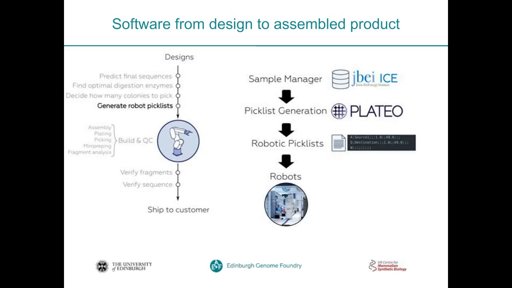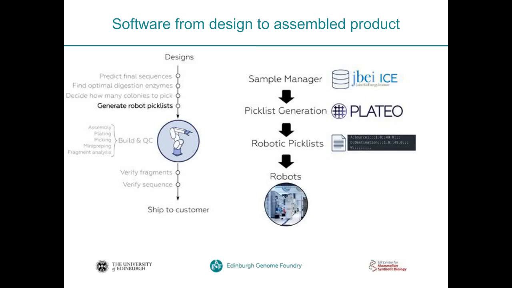Then the last step before the actual assembly on the robots is to produce protocol files that can be read by robots. The first step to this is to locate the position of each genetic part. And for this, we use an open source sample manager called ICE, which is developed by JBEI in San Francisco. Once we know exactly what fridge and plate and what location on the plate each genetic part is, we need to list all the liquid dispensings that are necessary to make the assembly.